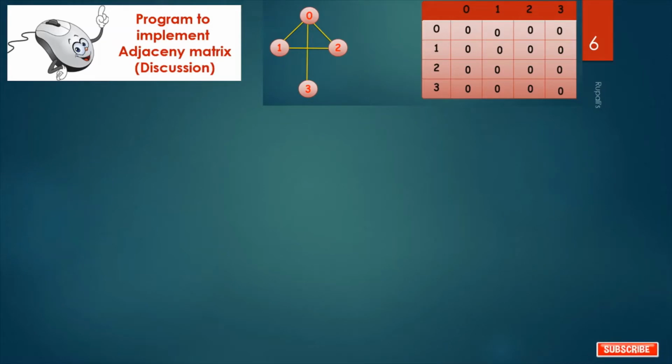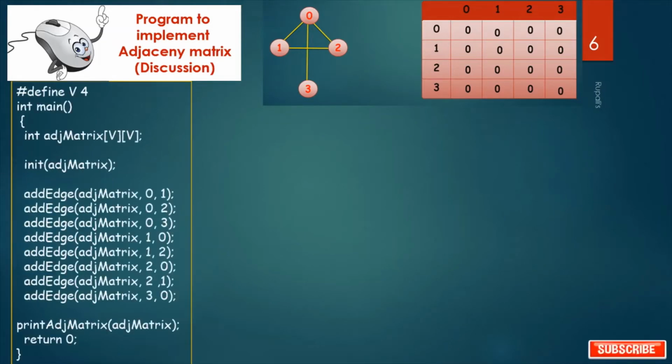See the discussion. First I define one macro, #define V 4, which means in the total program where V occurs, it will be replaced by the value 4. Actually, I want to declare this 4 by 4 two-dimensional matrix. So int ADJ matrix[V][V] means 4 by 4. 4 rows are there and 4 columns are there. It is an integer matrix.